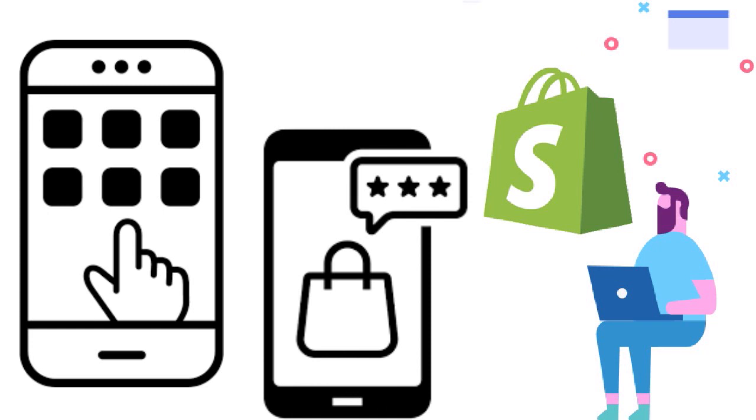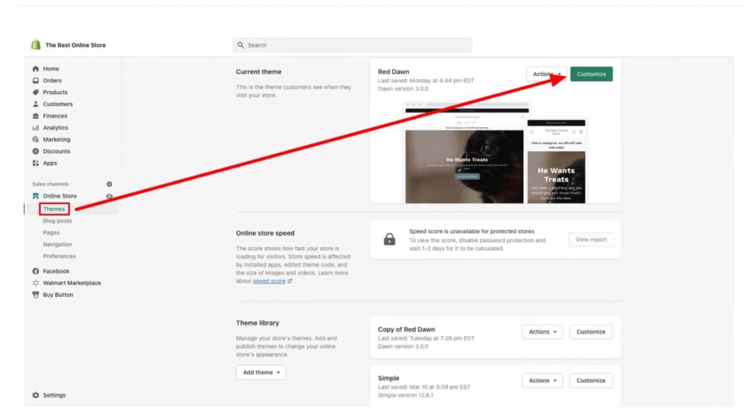It's free. So adding product reviews to your Shopify product page is as easy as adding any other block or section, really. Step number one, navigate to the Shopify theme editor, so you can start making your customizations. Go to your online store, theme, and click the customize button on the theme you want to edit.